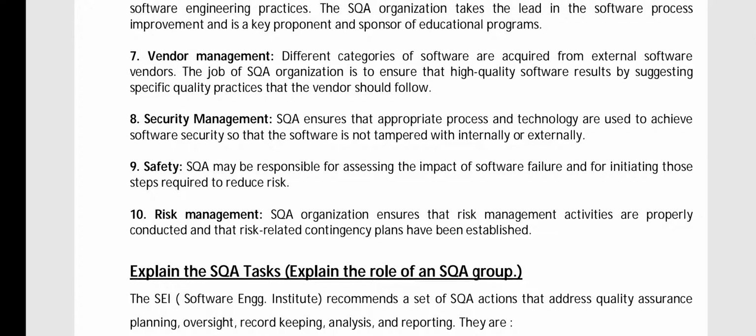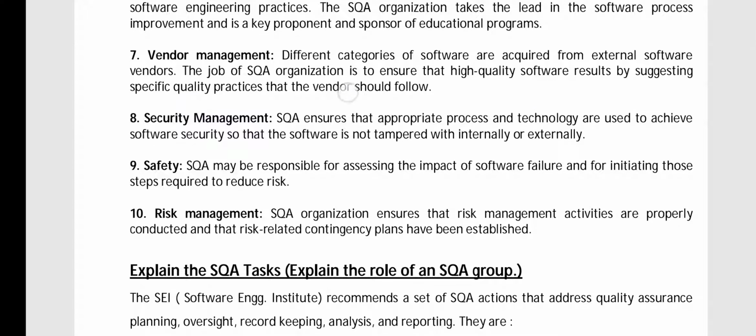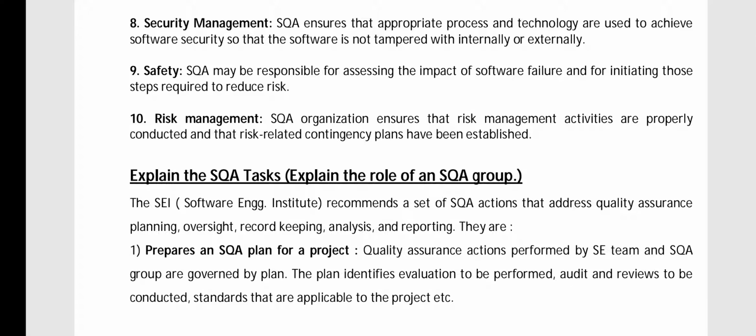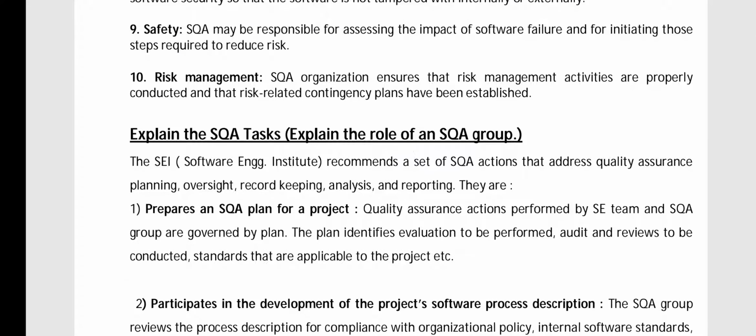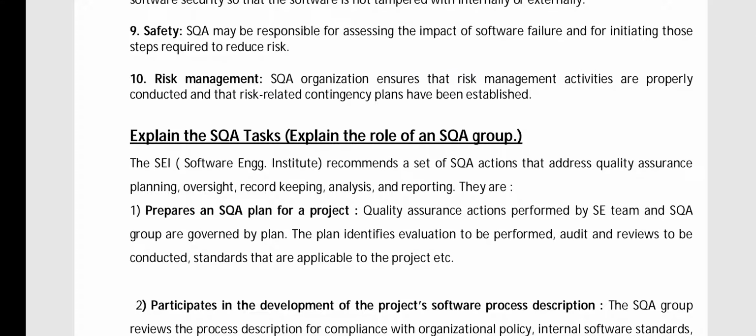Next, vendor management. The job of the SQA organization is to ensure high quality software results by suggesting specific quality practices that the vendors should have. So that is done by vendor management in the SQA. Next, security management. SQA ensures that appropriate process and technology are used to achieve software security. And safety, of course. SQA must be responsible for assessing the impact of software failure and the steps to reduce the risk.